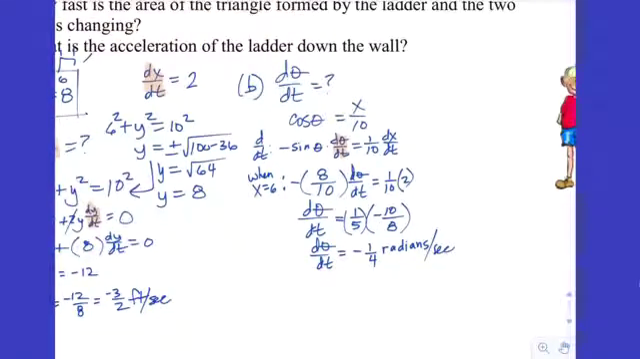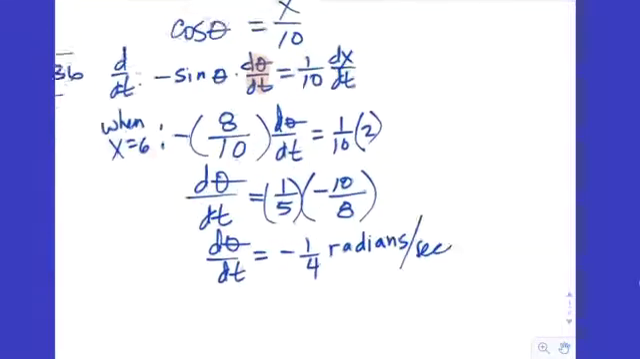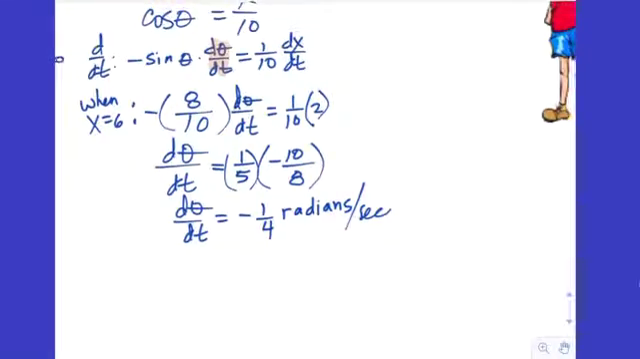So then you can write the sentence. When the base of the ladder is 6 feet from the wall, the angle between the ladder and the ground is decreasing by 1/4 radian per second. 1/4 radian per second. Okay, sweet.